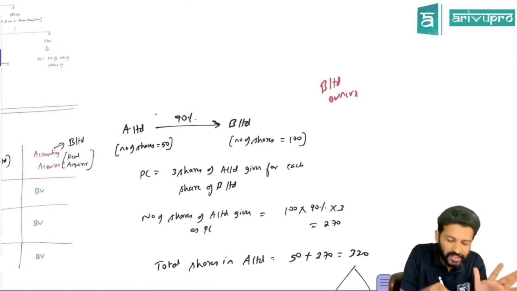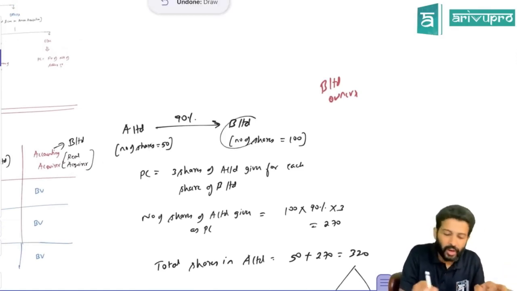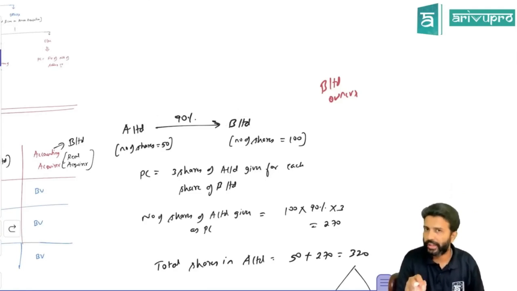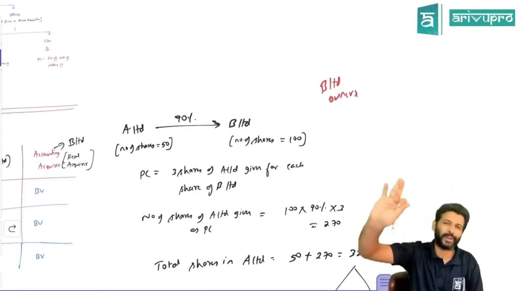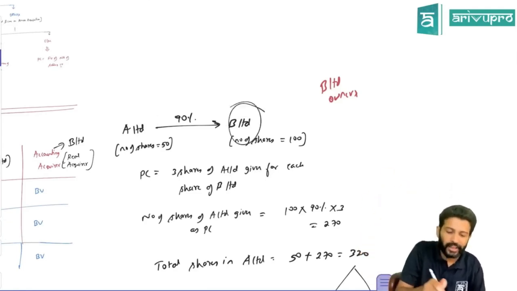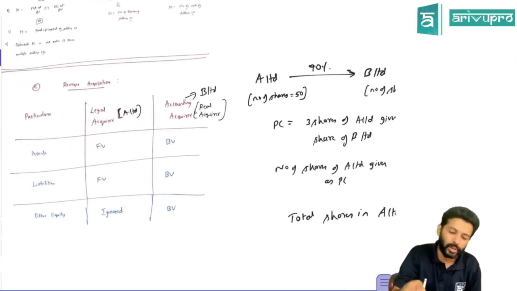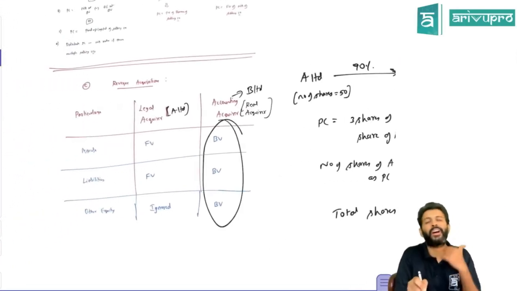So A we call as legal acquirer. B we call as accounting acquirer. Accounting acquirer is a real acquirer and we do the accounting from their perspective. So this is really the parent and this is a subsidiary. B is a parent and A is a subsidiary. Think like that. What will happen to the parent's assets, liability, other equity? It will stay at book value. That's what I've written here. Accounting acquirer's assets, liability and other equity will stay at book value.